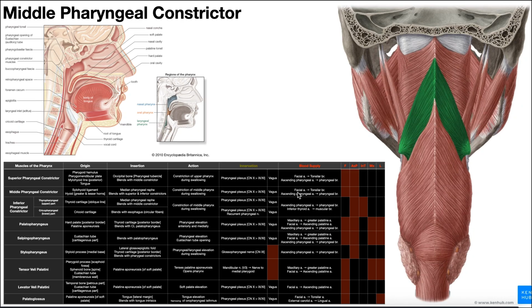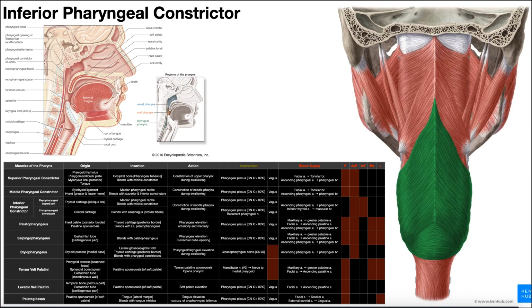superior constrictor, the facial artery through the tonsillar branch, and the ascending pharyngeal artery through the pharyngeal branch. That leads us to talking about the inferior pharyngeal constrictor. You'll notice this one is a lot larger than the other two. This is the biggest one, and so it actually has two parts. It has a thyropharyngeal part, which is the upper part, and then it has a cricopharyngeal part, which is the lower part. We'll talk about the upper part first, the thyropharyngeal.